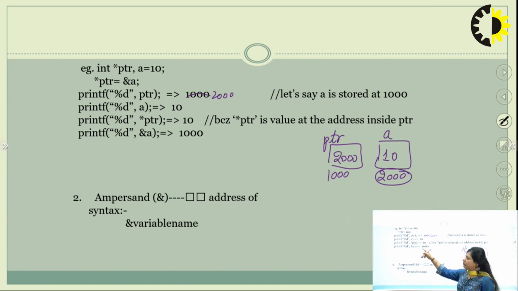When we are printing star PTR, that means the value at the address inside PTR. So the value at the address inside PTR: 2000 address is inside PTR and the value at this is 10. So that's why 10 will be printed. When we are trying to print ampersand A, ampersand is address of, and you have written A, and address of A is 2000. So 2000 will be printed here.